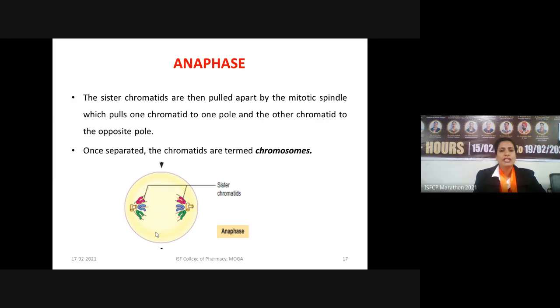Next we have the anaphase. Anaphase is the third phase, in which the sister chromatids are pulled apart by the mitotic spindle. Previously we saw that these sister chromatids were held by the mitotic spindle, and in anaphase they are pulled apart by the mitotic spindles, which pull one chromatid to one pole. Here you can see with the help of the diagram, one sister chromatid is on one side and the other sister chromatid is on the opposite pole. Once they are separated from one another, the chromatids are termed chromosomes.